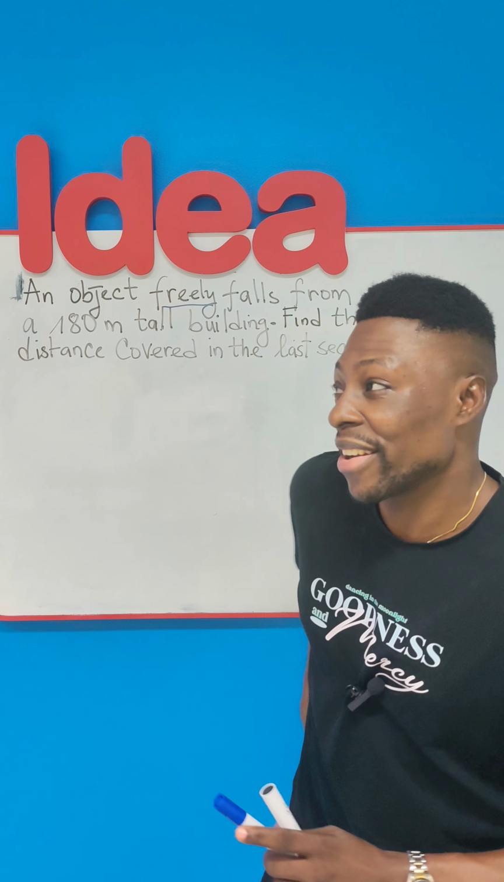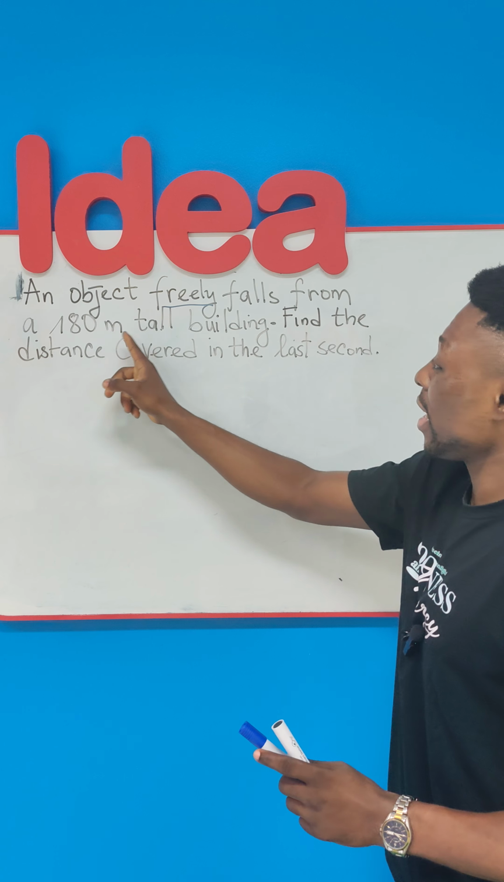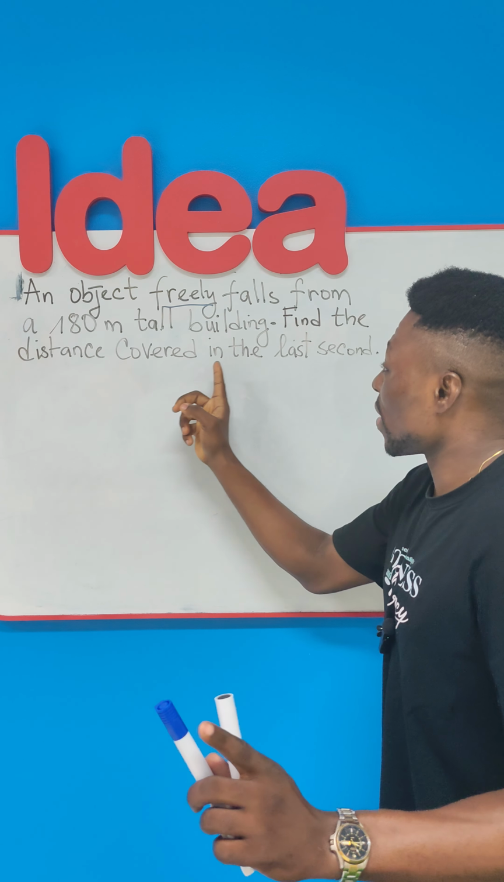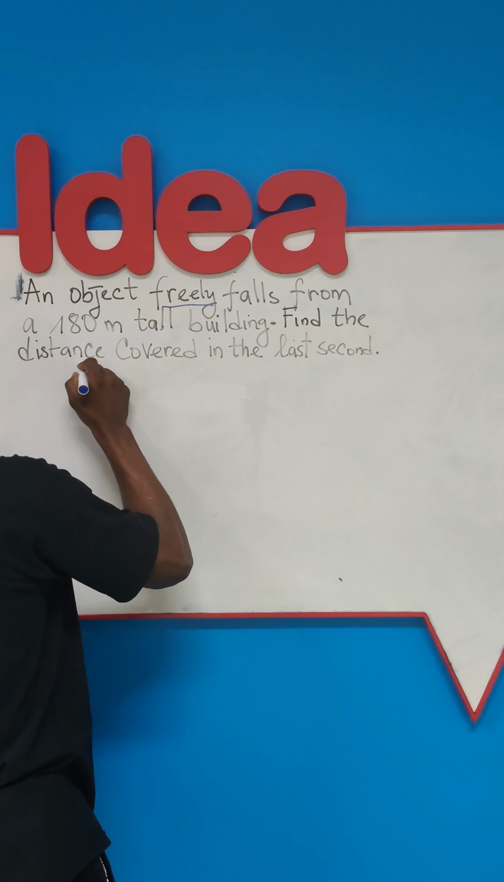Tomorrow will be better. An object freely falls from a 180 meter tall building. Find the distance covered in the last second. Follow me, dear friends. Solution.